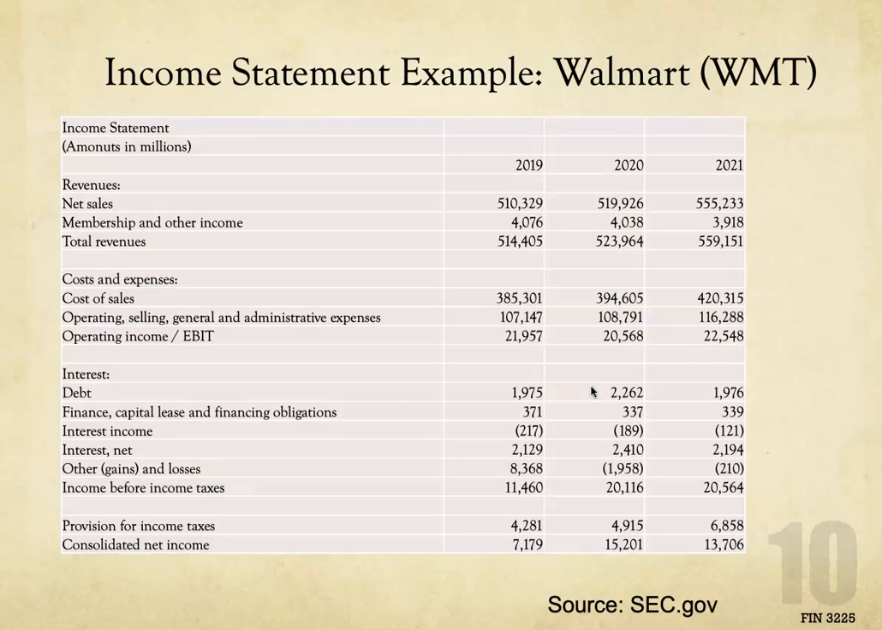Here is an example of the income statement. It's for Walmart for the past 3 years. The amounts are in millions. So we see the revenues, total revenues. We see the costs. We see the expenses. And then we have something called the operating income. That's the EBIT we mentioned earlier. And then we need to pay interest, and then we will get the income before taxes. Minus taxes, at the end, we get the net income. That's for the past 3 years.